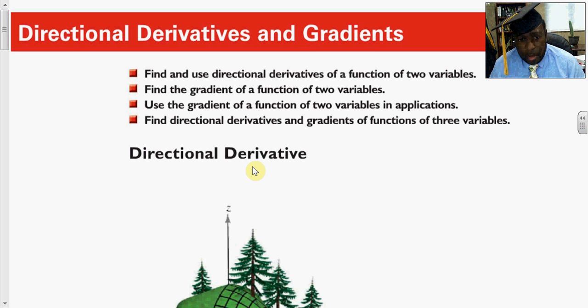Our goal here is to be able to calculate the directional derivative. We will reserve the second component of this lecture to focus on the gradient and how the gradient connects with the directional derivative and other applications.